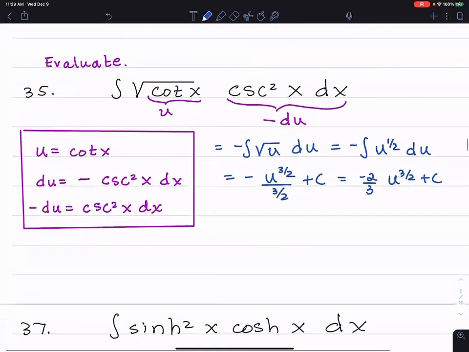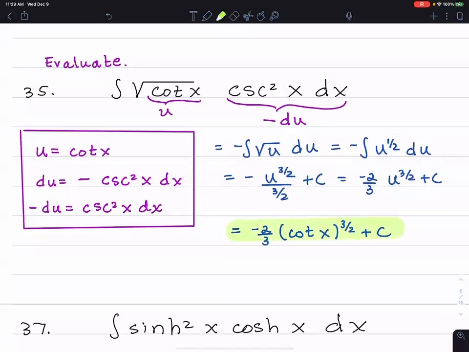And what's u? U is cotangent X. So I put that in there. And there we go. Anybody see anything wrong with that?